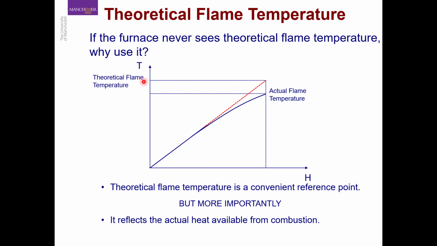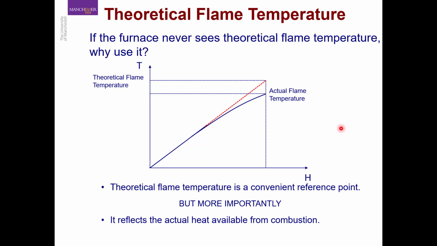So here you can see a temperature enthalpy diagram where the red line represents the maximum flame temperature, or the theoretical flame temperature, and then you have the blue line that shows you the actual flame temperature. And the reason the actual flame temperature is lower than the theoretical flame temperature is because you have losses and dissociation reactions.